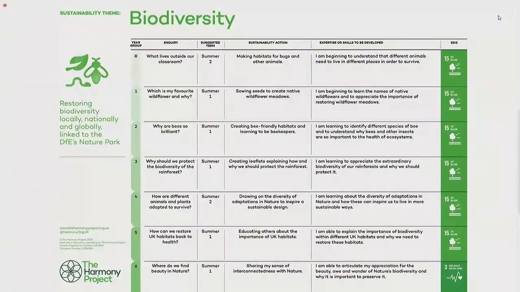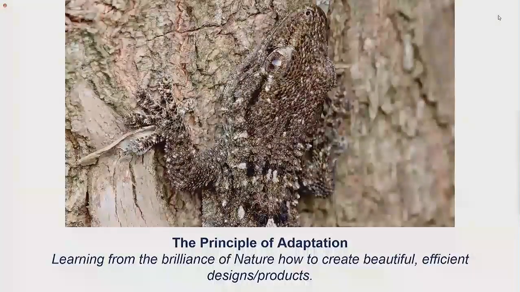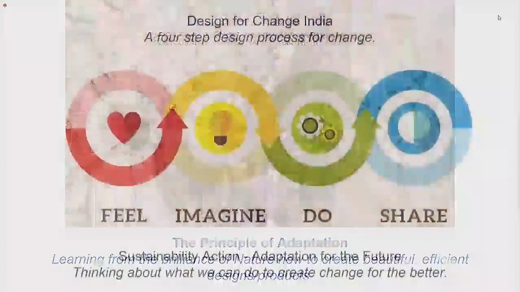So we're in a biodiversity crisis right now. In the Anthropocene, we see extinction happening all the time. We have to bring biodiversity back, and our children need to be part of that, year on year, restoring and regenerating the biodiversity of our place. This principle of adaptation is fascinating, isn't it? What a remarkable creature this gecko is, able to stick onto the side of a tree, and beautiful, efficient designs based on biomimicry is an amazing thing.